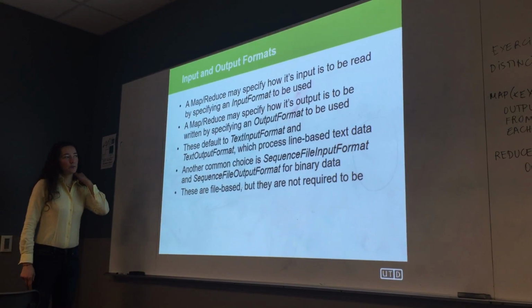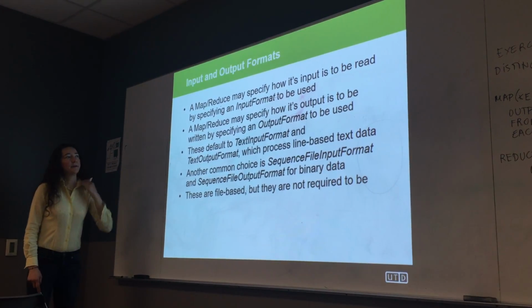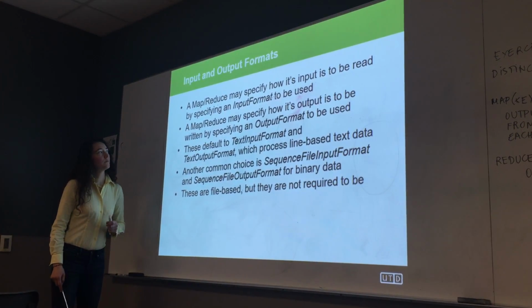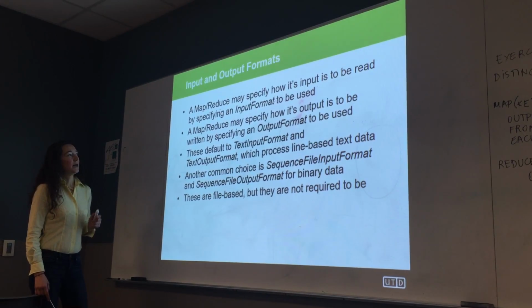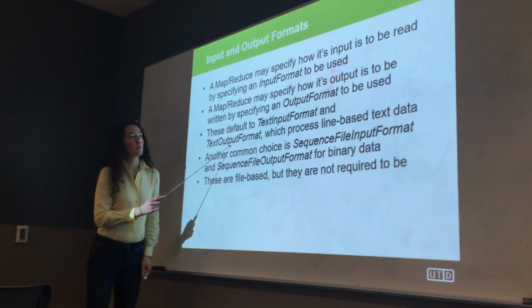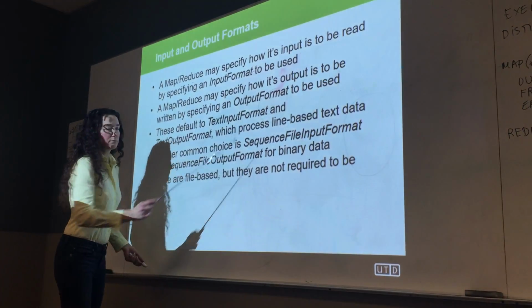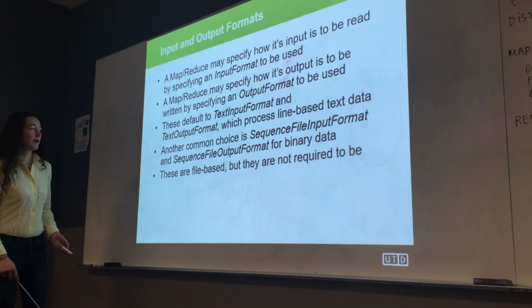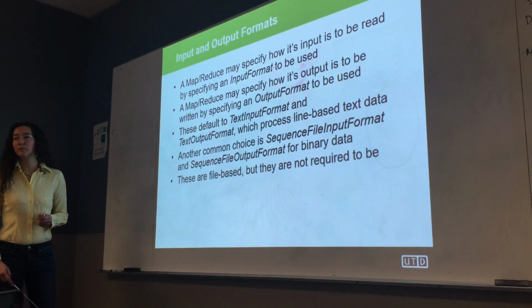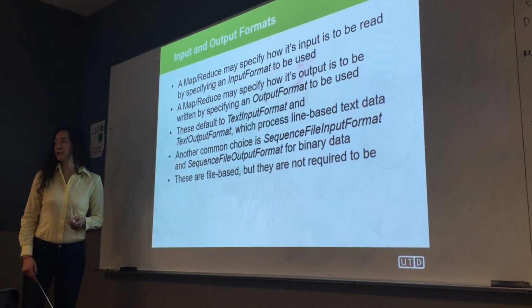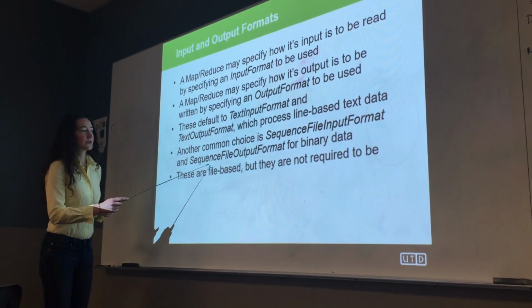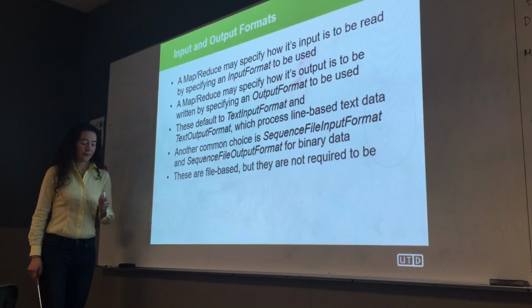So what are these input-output formats? We can specify how the input can be read and how the output can be written. The default is a text format, which is a flat text file, one line after another. Another option is to have a binary output. So it is creating a text file or a binary file.